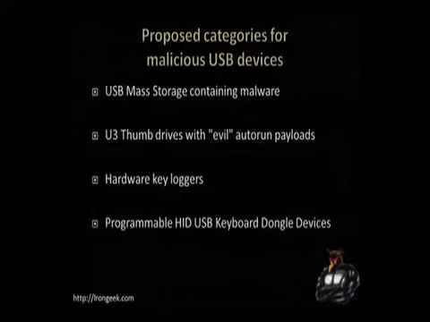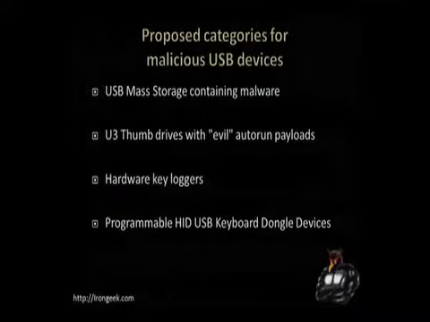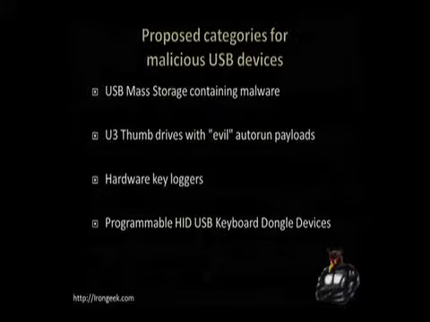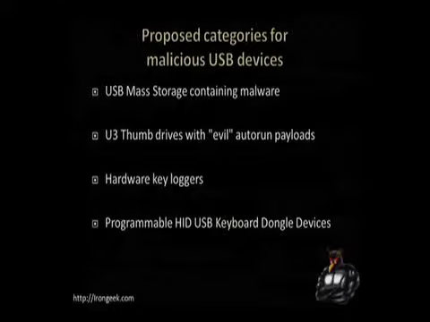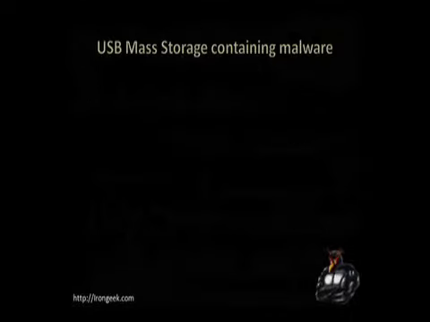Alright, I've basically constructed 4 different categories for malicious USB devices, and there could be some arguments on whether or not these need to be 4 or 3, or if you want to branch things out into more categories. But the ones I'm going to be discussing in this presentation are USB mass storage containing malware, U3 thumb drives with auto-run payloads, hardware keyloggers, and finally, programmable HID USB keyboard dongle devices. I normally just call those by their acronym, and we'll cover them here in a bit.